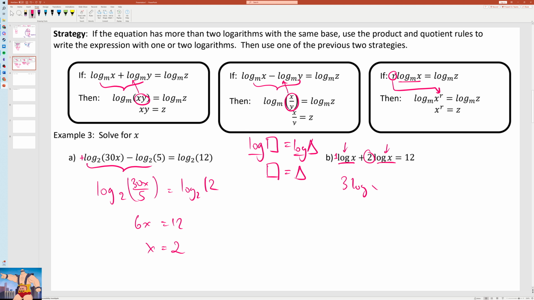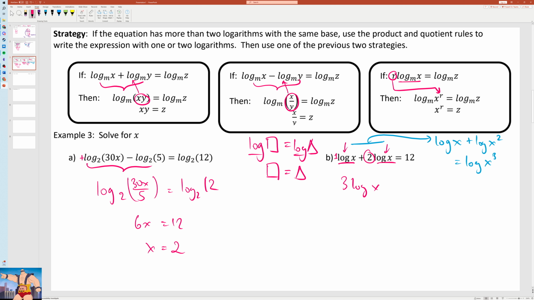Maybe a safer strategy, if you're not comfortable with this, is to first re-express this thing out there. So let me show you the other way of doing this question. You would re-express the second log, so that would be plus log base x of 2x squared. And then you would write this as log of x to the exponent of 3. Turns out it's going to be the same thing.